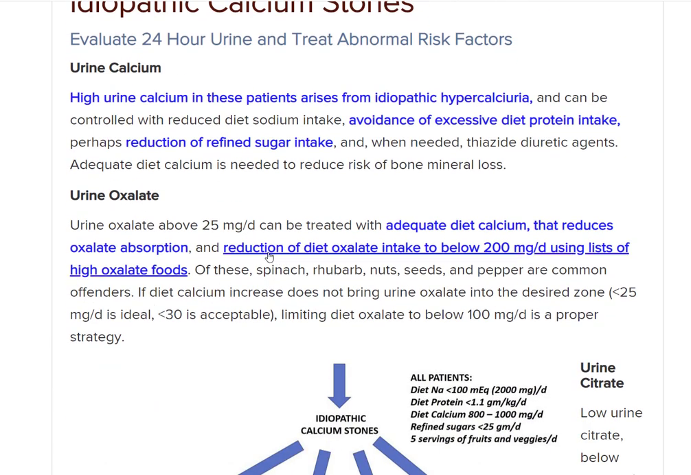When urine oxalate is above your critical point, it can be treated with adequate diet calcium because that reduces oxalate absorption. And these links take you to an analysis of that. And likewise, you want to reduce your oxalate intake to a reasonable level by using lists of high oxalate foods. And I've made a note here of the worst foods.